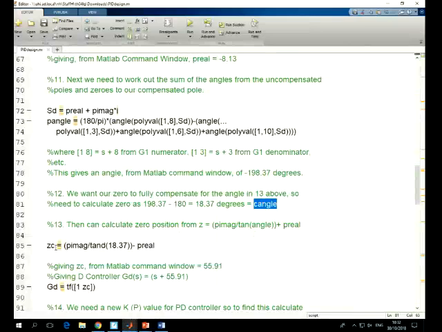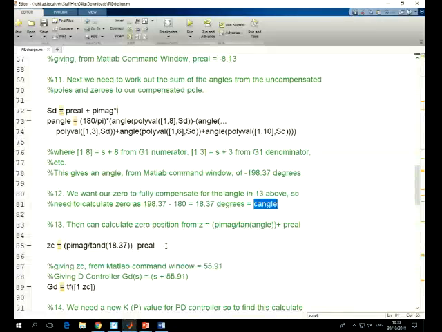And then we can work out the value of the 0 that we're going to add, which is our derivative controller, essentially. Our derivative controller is adding a 0, which is going to be at this value ZC. Okay, and again, it's just straightforward.